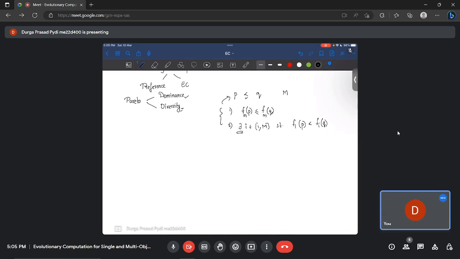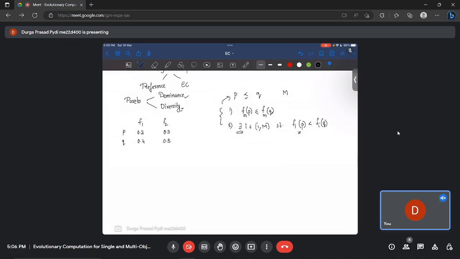Yes. So it is essentially saying, let's take one example. Say you have some bi-objective function, and you have two solutions P and Q. Something like this. Now, when you are comparing P and Q to check for dominance, what the second criterion is saying is there should be at least one objective function in which one is actually strictly better than the other.